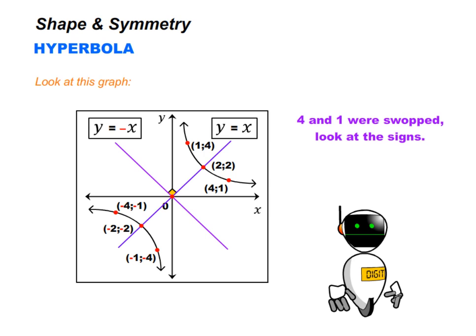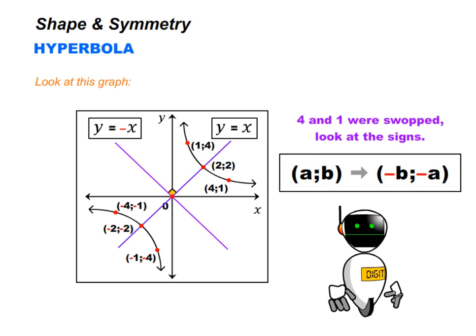Mathematically, we write it like this. This is the first point, point A and B. This sign means we are applying a transformation. The point minus B and minus A are the coordinates after the transformation.